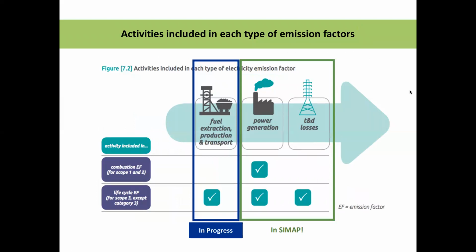So, activities included in each type of emission factors. If we look at this diagram, we see combustion. Currently, we use combustion emission factors, which only take into consideration scope 1 and scope 2 emissions from power generation. Meanwhile, if we use life cycle emission factors, those will include all 3 processes: upstream fuel extraction, production, and transport, power generation, as well as T&D losses. These T&D losses and power generation are already in SIMAP, and including those emission factors will help us get the emissions from those upstream activities.